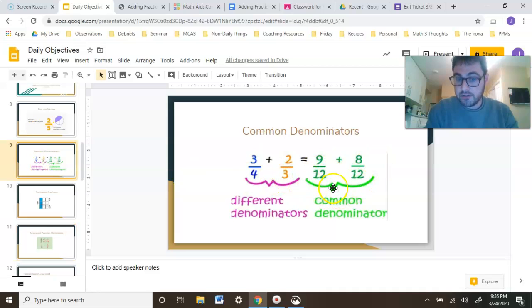common denominators. So piensa, and look here at this situation. 4 and 3 are the two different denominators. 4 times 3, well, that's how you create this common denominator.